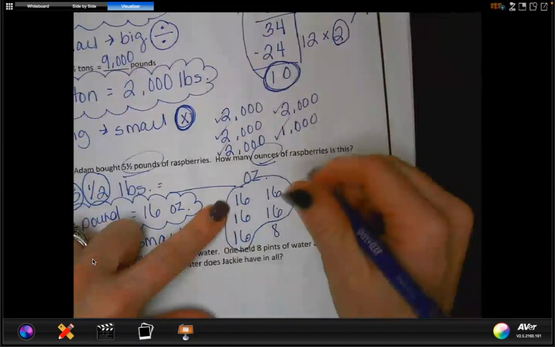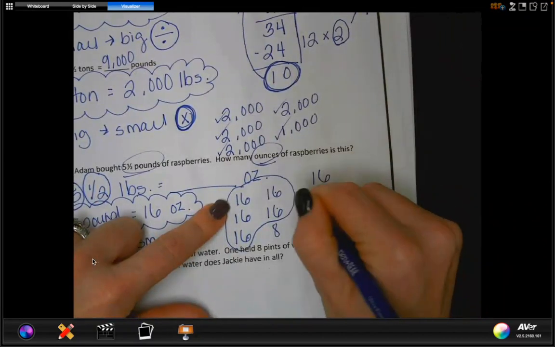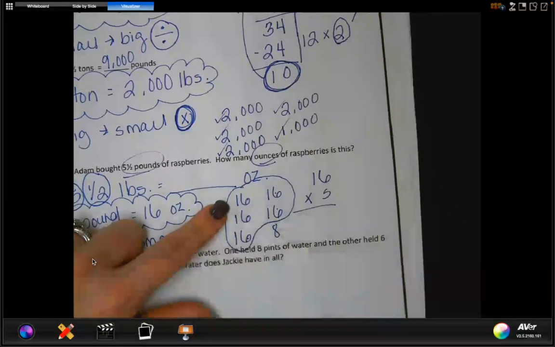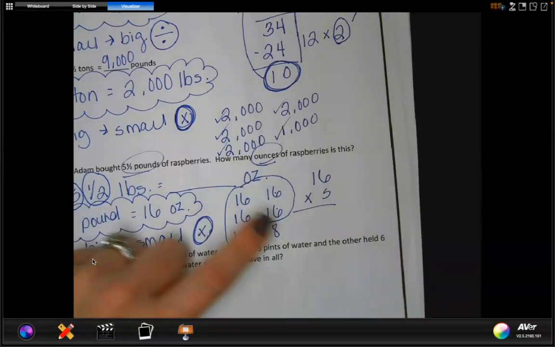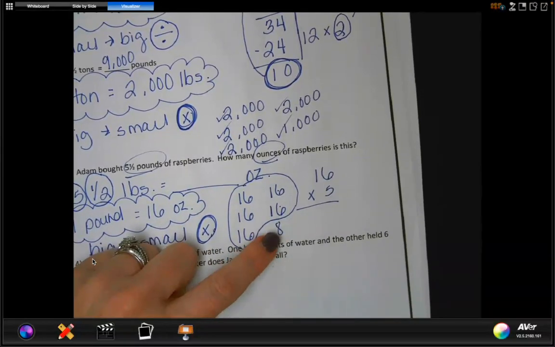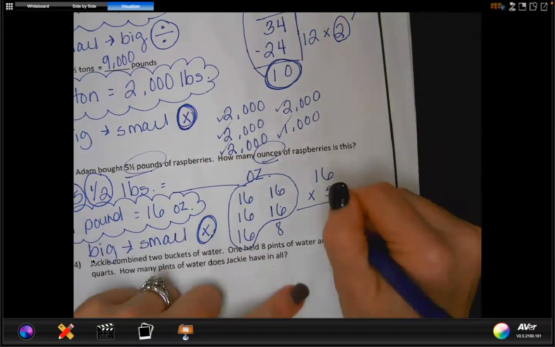16, as you can see, is repeating itself 5 times. So that's 16 times 5. And then we'll get our answer, and then we'll add 8 to that answer. So 6 times 5 is 30.